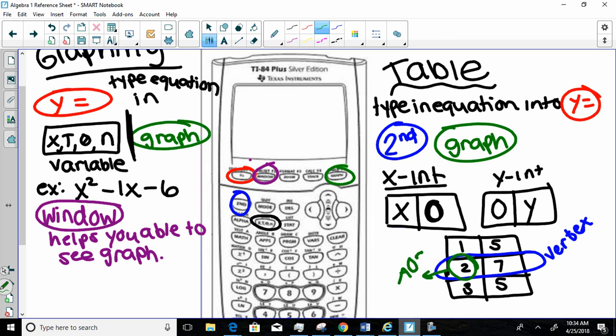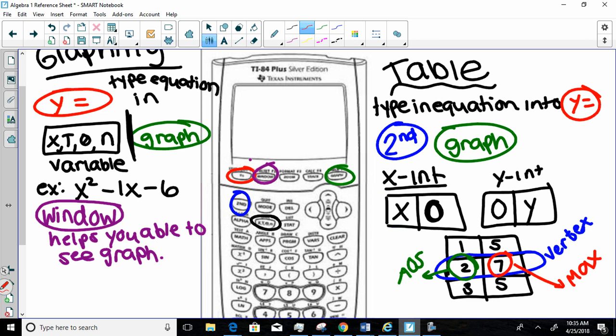Axis of symmetry. What's 7 considered? It's your y coordinate of the vertex, but what do we call that? Min or max. In this case, would 7 be a min or max? Max, right? Because it's getting smaller. What's 2 again? 2 is your axis of symmetry. 7's your max, see how it's getting lower.